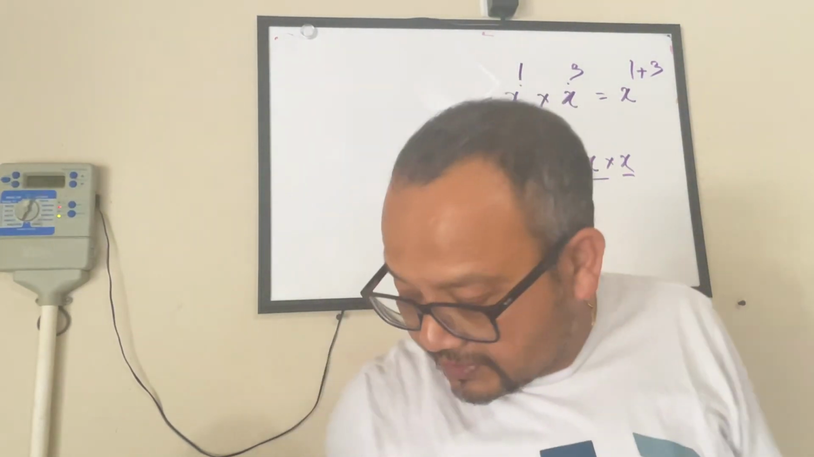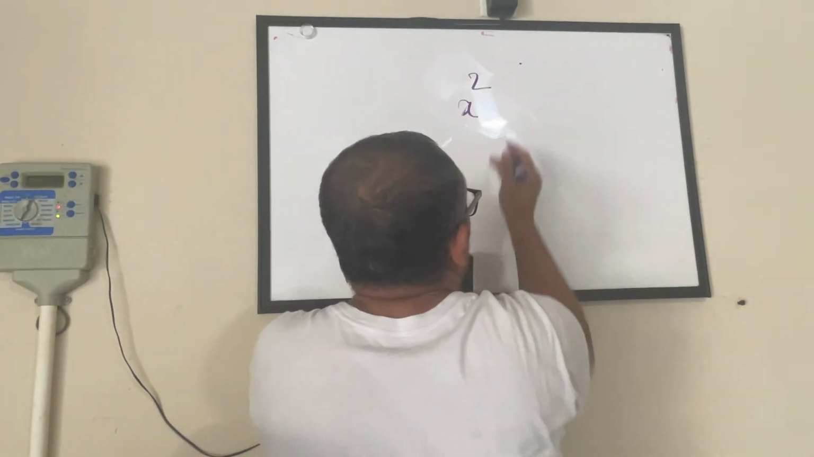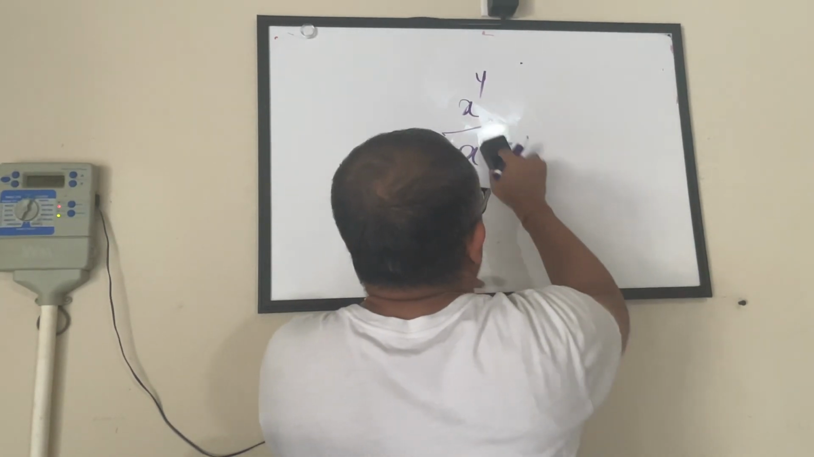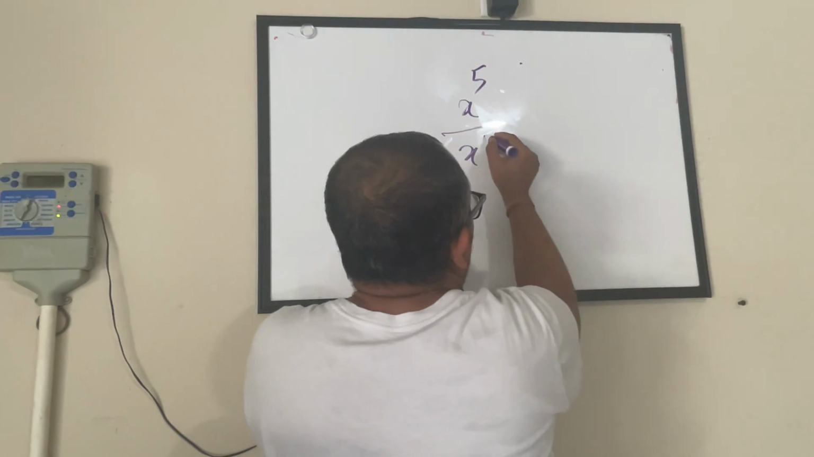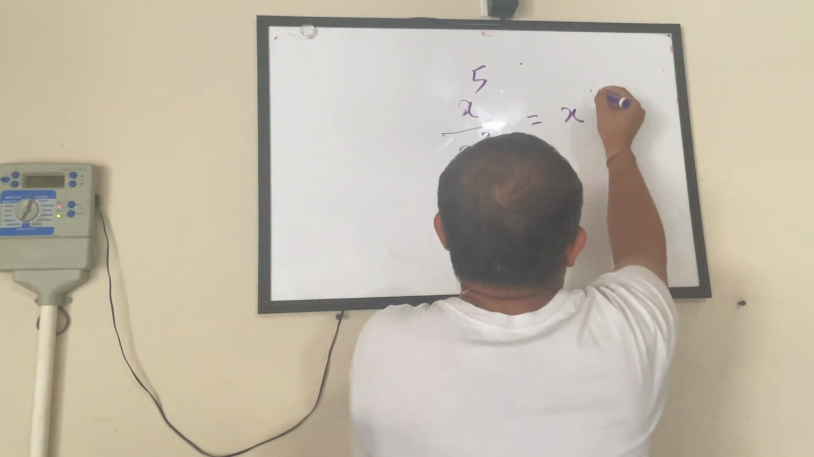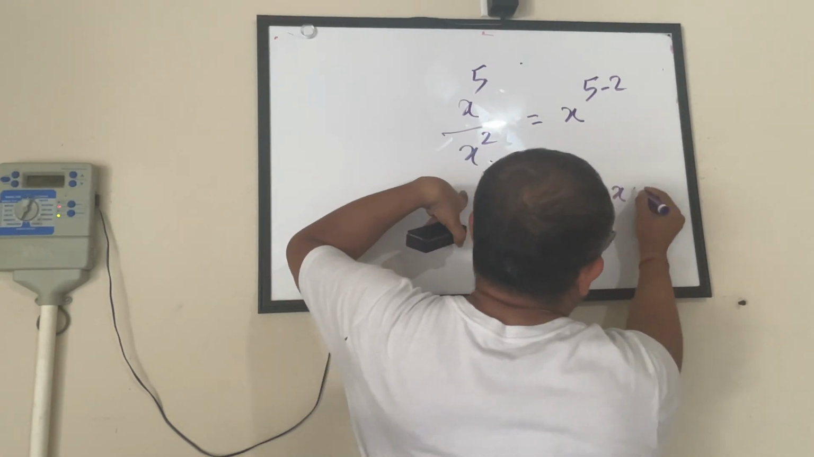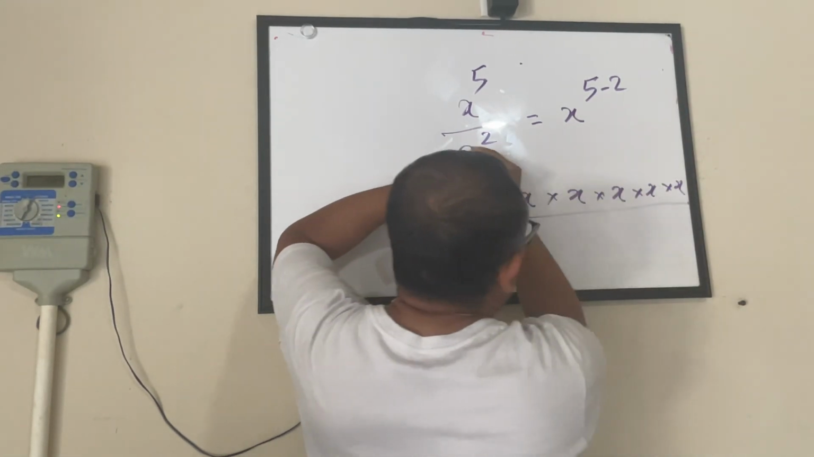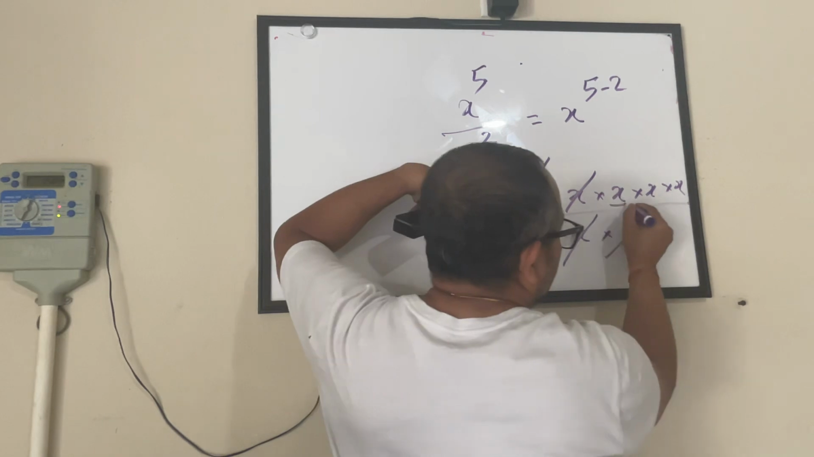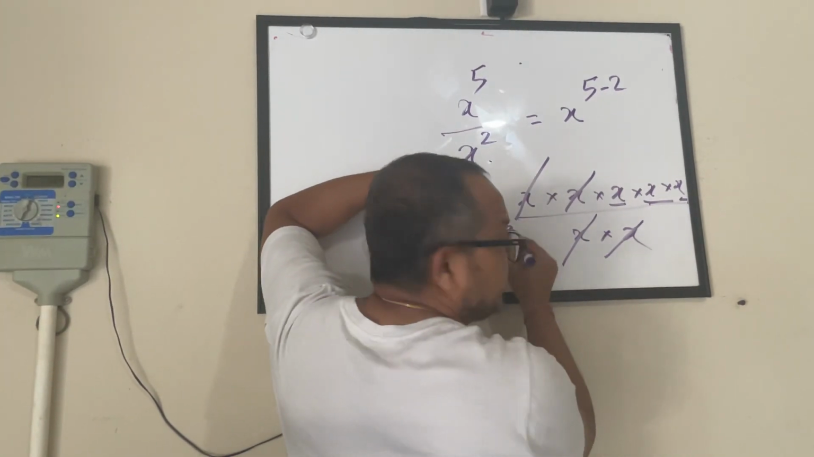Now, the second one is x to the power 5 divided by x to the power 2. This will be x to the power 5 minus 2. Now how? Let's see this. x to the power 5 is 5 times x. My x squared is 2 times x. Tic-tac-toe, this gone, this gone. How many x are you left with? 3. So that is x into x into x, which is equal to x to the power 3. Yeah?